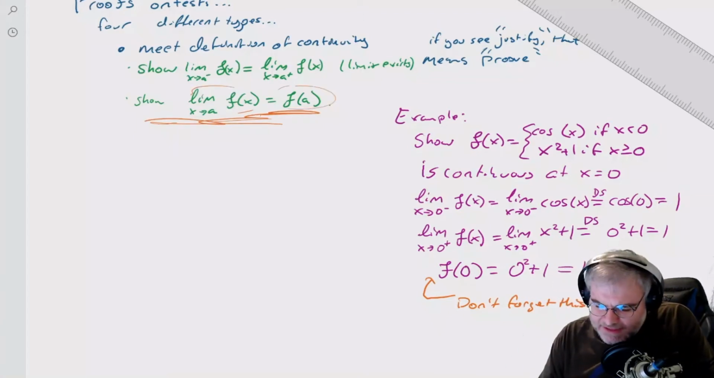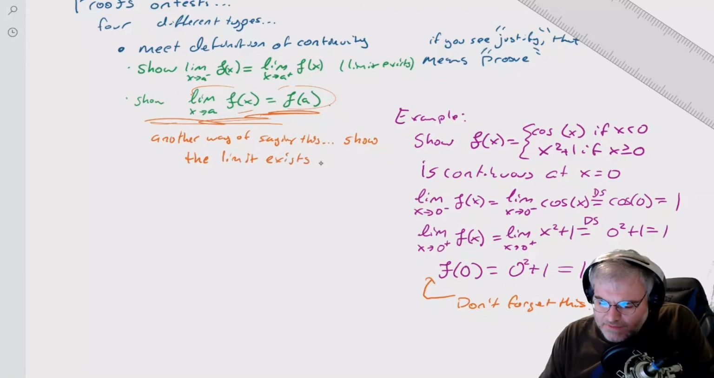So in one sense, another way of saying this: show the limit exists and show it equals the value of the function.